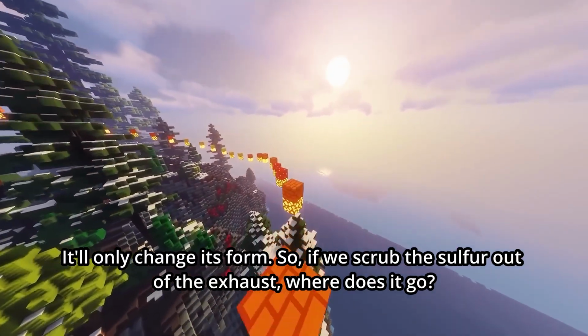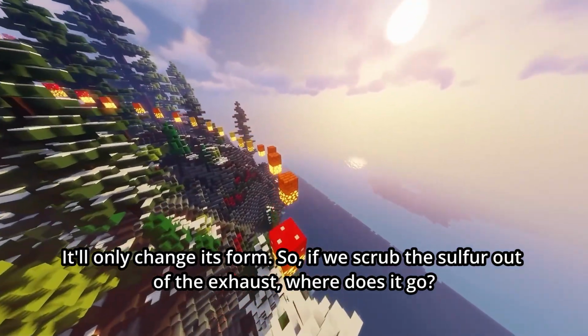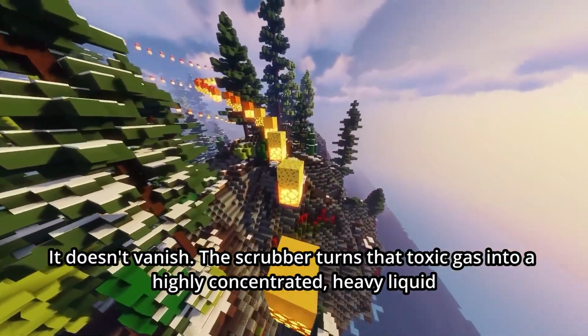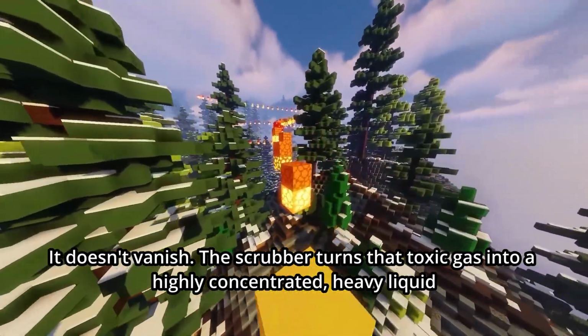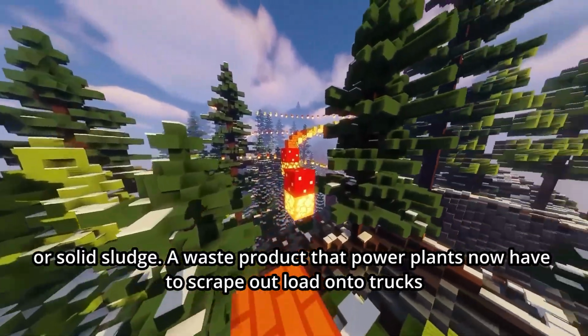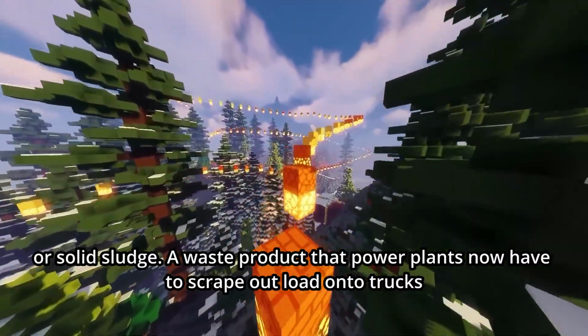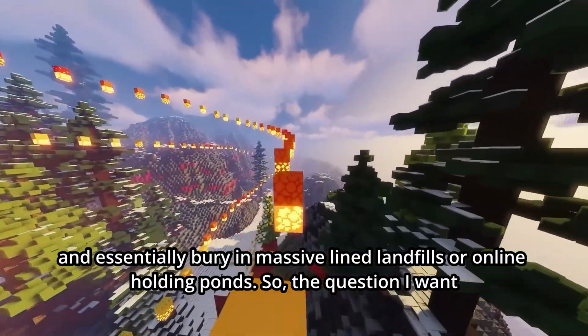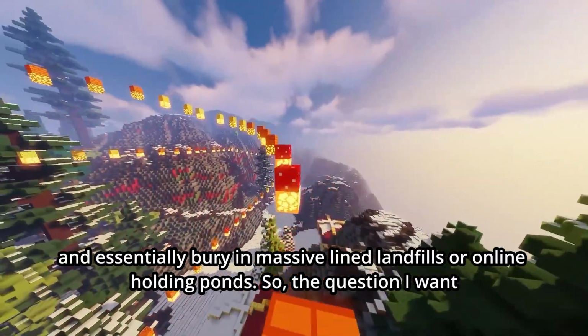It only changes form. So, if we scrub the sulfur out of the exhaust, where does it go? It doesn't vanish. The scrubber turns that toxic gas into a highly concentrated, heavy liquid or solid sludge. A waste product that power plants now have to scrape out, load onto trucks, and essentially bury in massive lined landfills or unlined holding ponds.